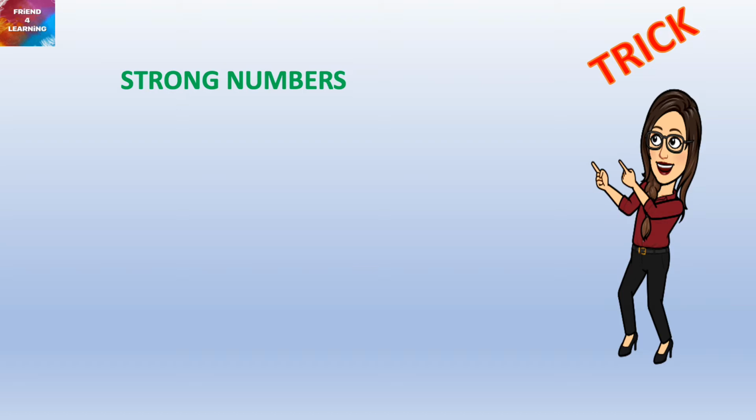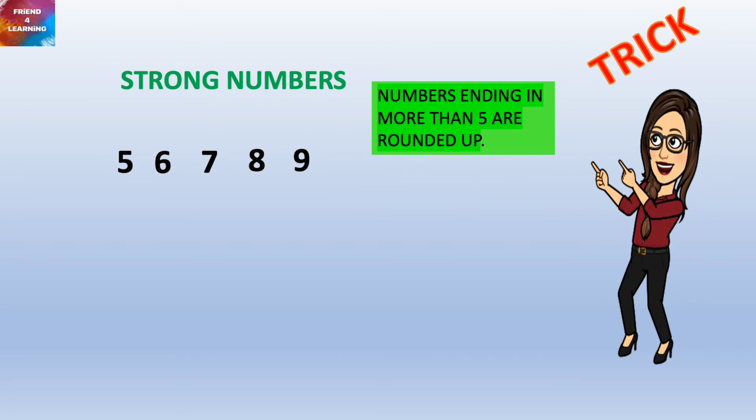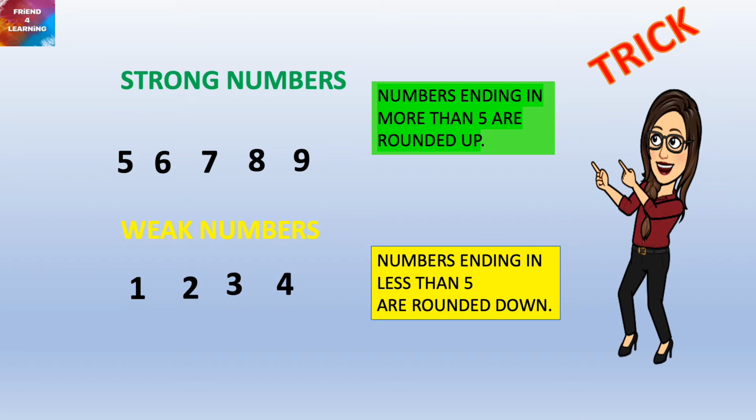When I say stronger number, I mean the number starting from 5 till 9. That is 5, 6, 7, 8, and 9. So these numbers are considered as stronger numbers. Numbers ending in 5 or more are rounded up. And then we come to the weak numbers. The weak numbers are 1, 2, 3, and 4. So these numbers are considered as weak numbers. Numbers ending in less than 5 are rounded down.